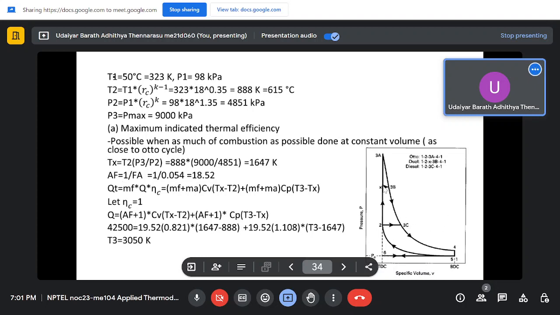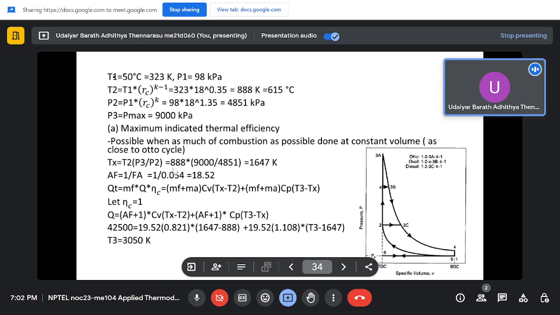This being a constant volume process, we can find out P by T as constant. Using that we can find the temperature at state x, which comes out to be 1647. The peak pressure is known, 9000, so Px is 9000 and P2 is 4851, and x and 3 will have the same pressure, the peak pressure. So at x the temperature is 1647 Kelvin.